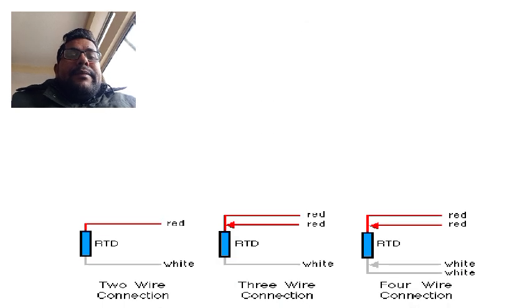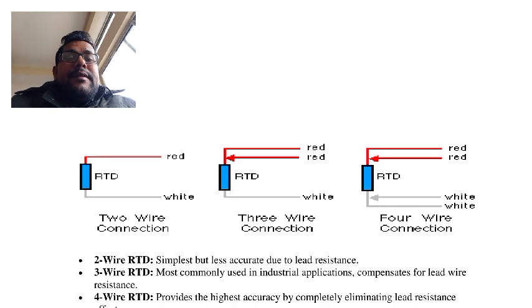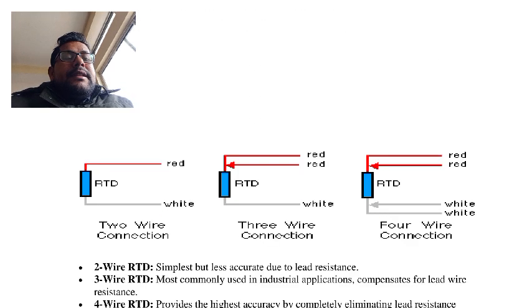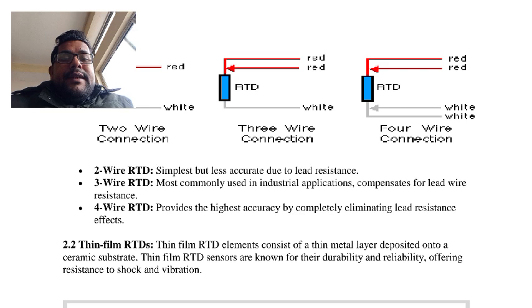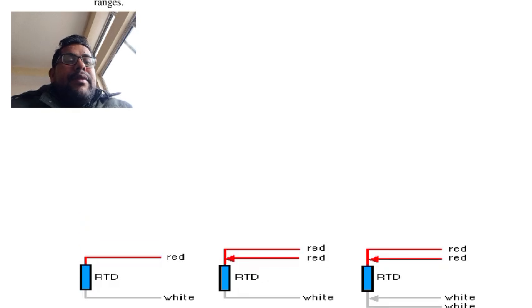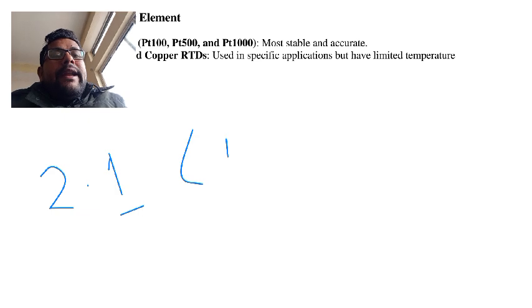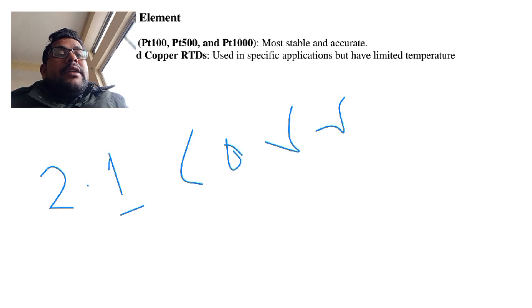Second, the RTD requirement is the connection of RTD. We see the different types of connections. Point 2.1 will be there, and the name will be connection of RTD. How do we connect the RTD to get the maximum output?